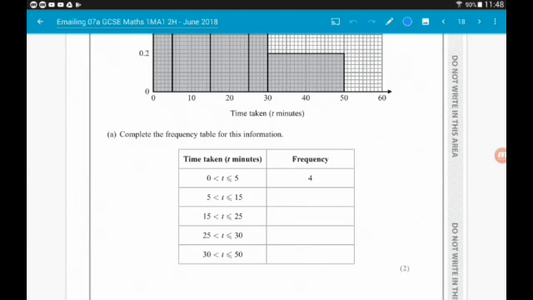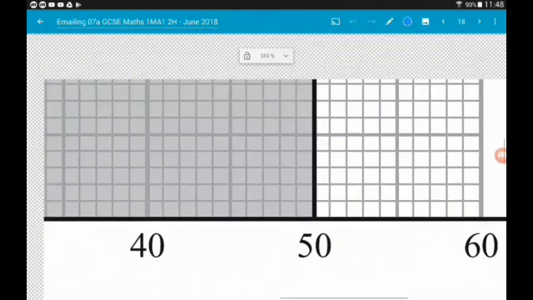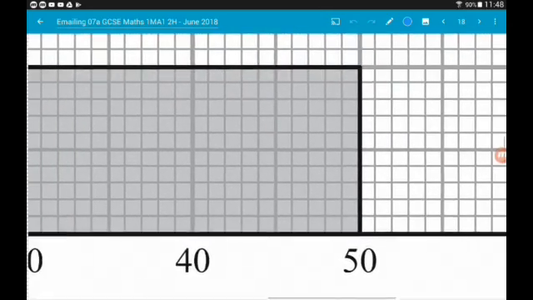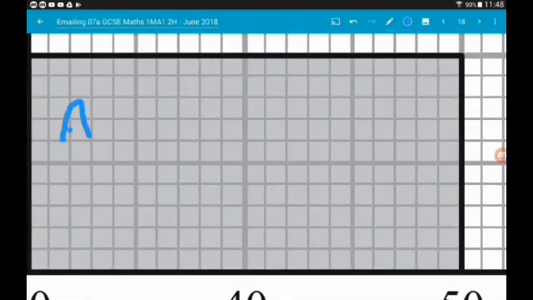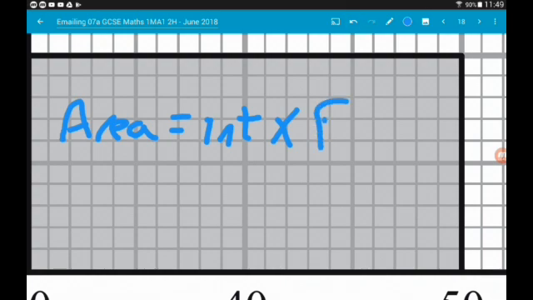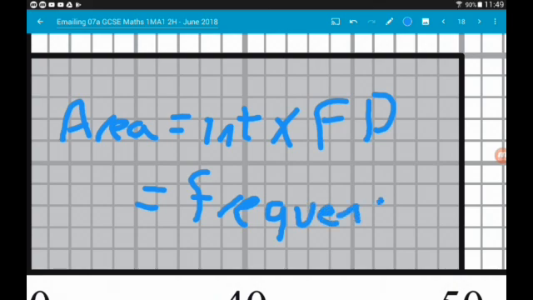So, in a histogram, I'm going to pick this last bar here. The area of each bar is the interval at the bottom times the frequency density at the side. Now, the area of each bar represents the frequency inside of that interval.